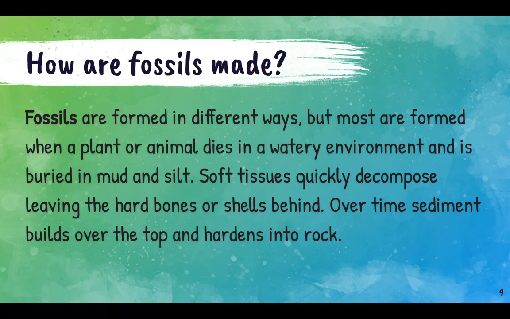Fossils are formed in different ways, but most are formed when a plant or animal dies in a watery environment and is buried in mud and silt. Soft tissues quickly decompose, leaving the hard bones or shells behind. Over time, sediment builds over the top and hardens into rock. So that's kind of the gist of how some just form on their own.